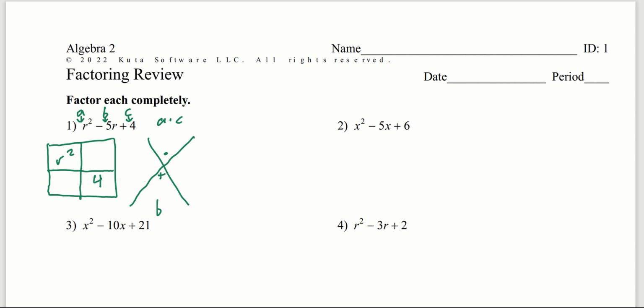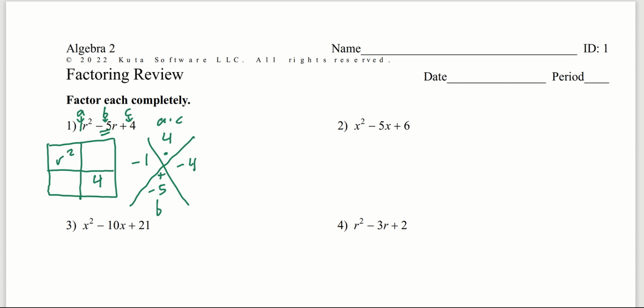So if I did a times c, a is technically 1, so I don't have to write that, but a times c would be 1 times 4, which is 4. On the bottom, we would have b, which in this case is negative 5. In other words, I need to figure out two numbers that multiply to 4 and add to negative 5. In this case, those two numbers would be negative 1 and negative 4.